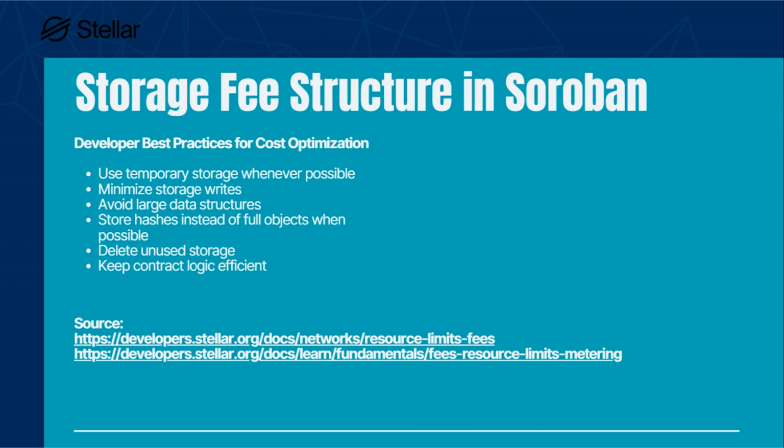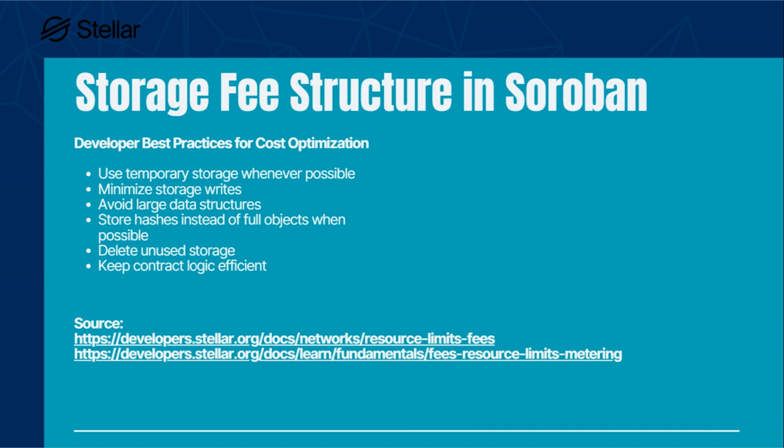So let me give you a real world example. Let's say you're building a decentralized exchange. You need to store trading pairs. For that, you use persistent storage because the data is needed long term. You also need current prices. For that, you use temporary storage because prices change frequently and old prices aren't needed.